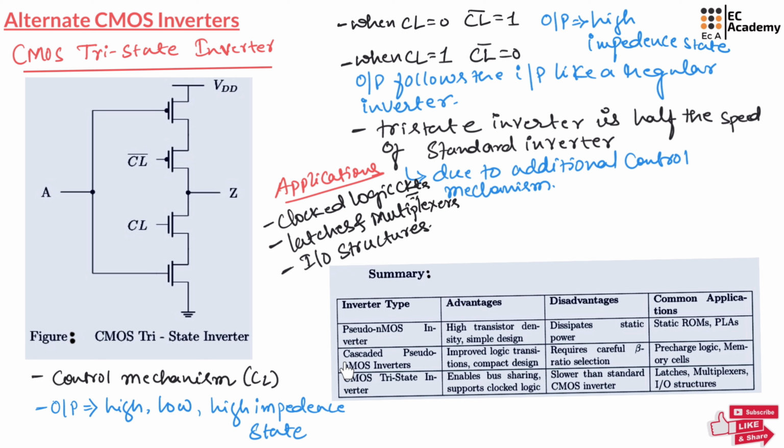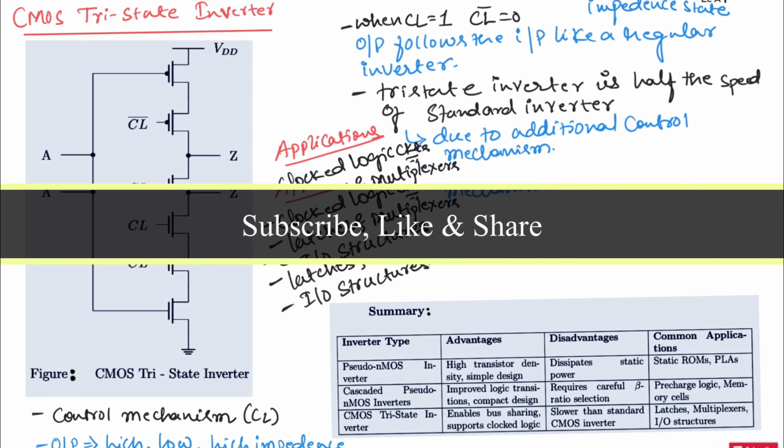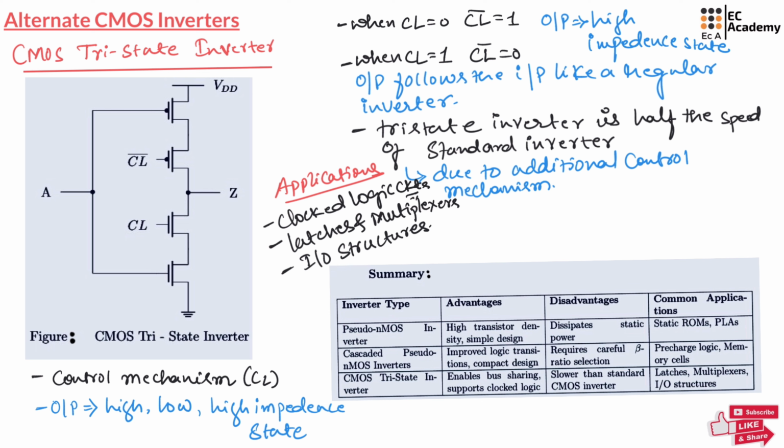So, the three types of inverters which we discussed are essential in low power, high density digital circuits where there is a trade off between power consumption, speed, and complexity of the circuit design. This is about alternate CMOS inverters. Hope you have understood the topic.